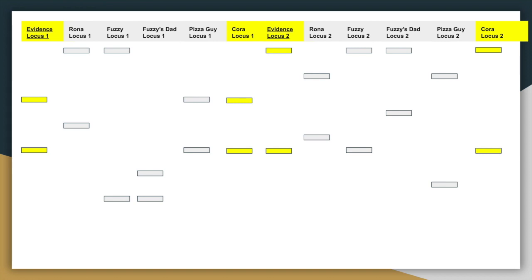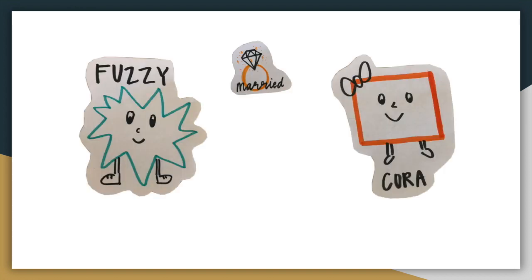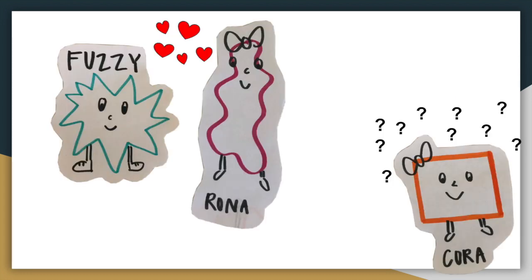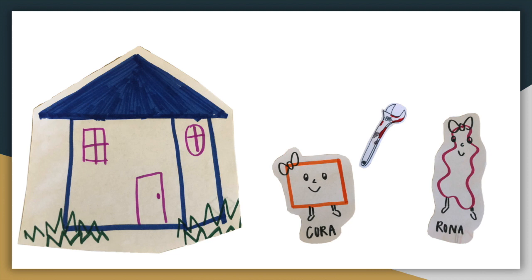After the police investigated further along with the VNTR DNA results, the story goes that Fuzzy and Cora are married, and Fuzzy was having an affair with Cora's best friend, Rona, behind her back. Cora, hurt and upset by her husband's act of betrayal, invites Rona over for a nice afternoon to chat and catch up, but then murders her best friend in cold blood by gashing the back of her head with a wrench.